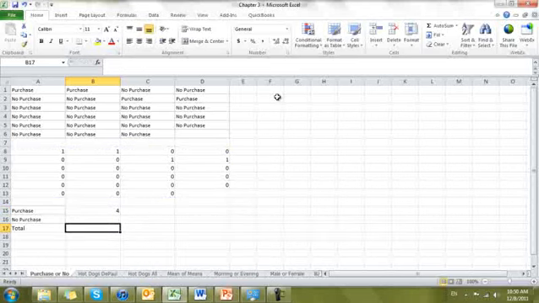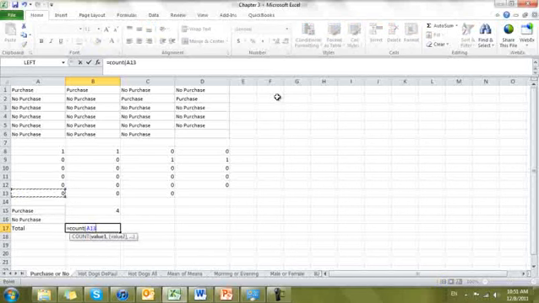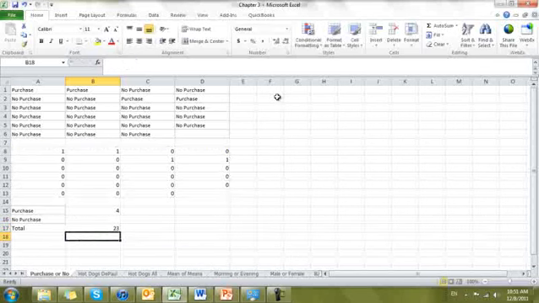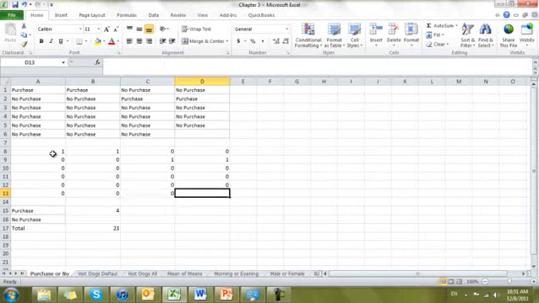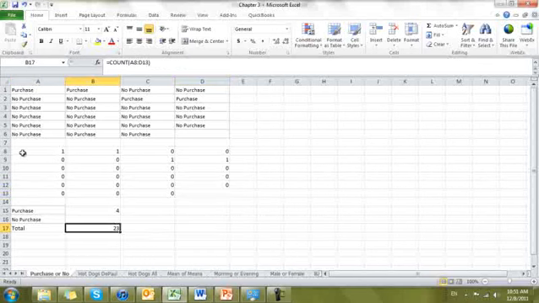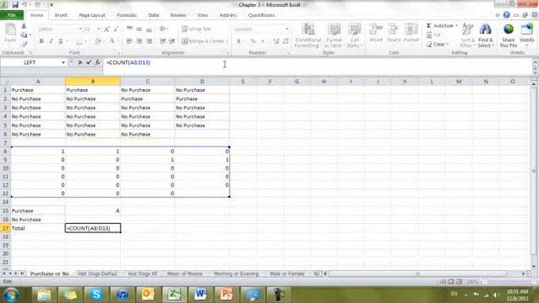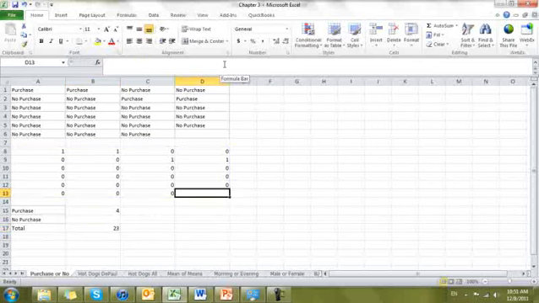The total will be the total number of responses we measured. I can find that out by simply counting. Equals count. Now it'll just count the number of pieces of data that are there. Leave the blank cell out. Close parenthesis. 23. Now if you notice we have 1, 2, 3, 4 by roughly 6. 1, 2, 3, 4, 5, 6. 4 times 6 is 24. The last one is empty. So this count function simply counted the number of cells with data in it. 23, which is one less than 24.